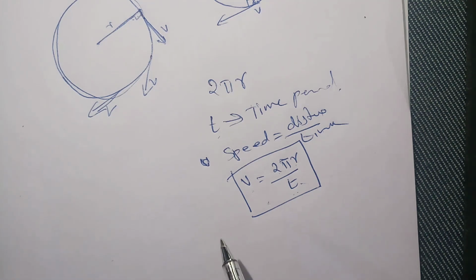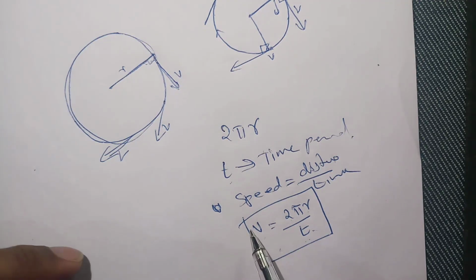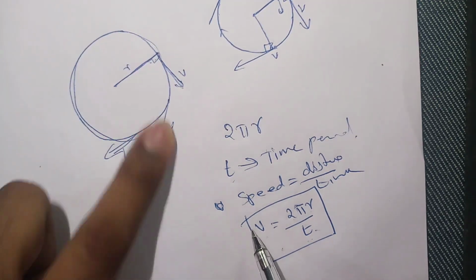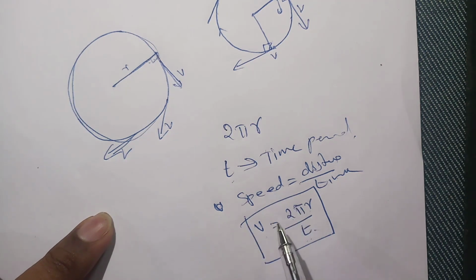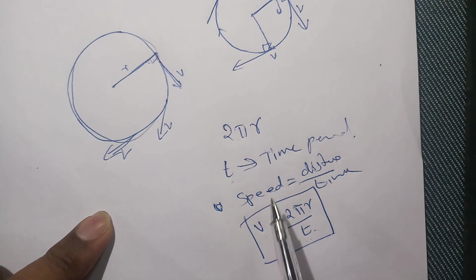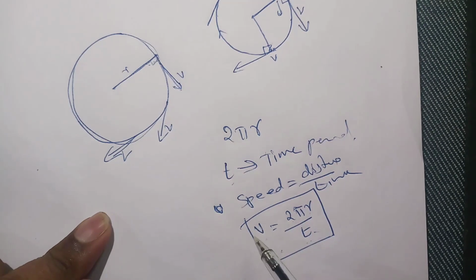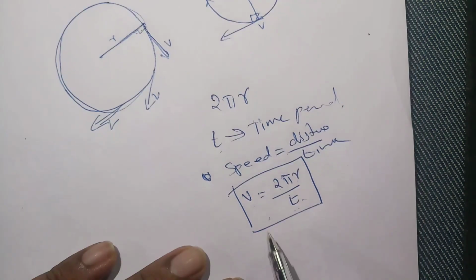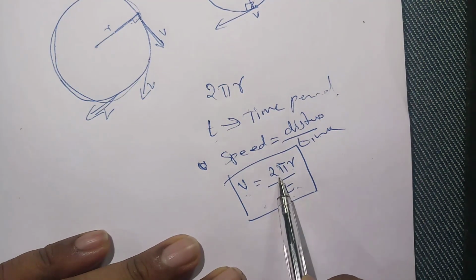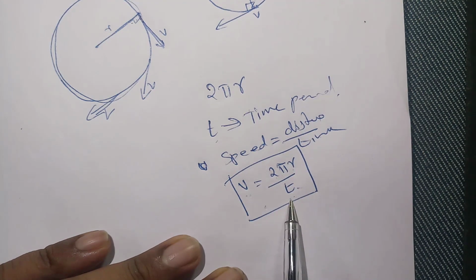Now if you take circular motion examples, there are many things moving in a circular path, just like a satellite moving around the earth. It is not exactly circular, but we can consider it as circular. And any other object moving in a circular path, or a person moving in a circular track, or a cycle, all those things can be taken as circular motion. So in circular motion, you should know the speed is given by v is equal to 2 pi r by t, where v is the speed, r is the radius, and t is the time period.